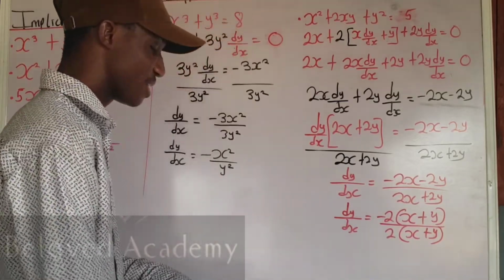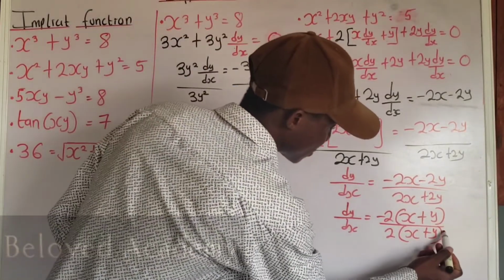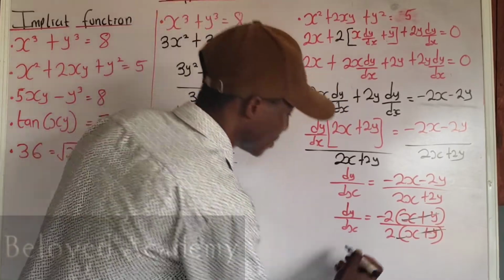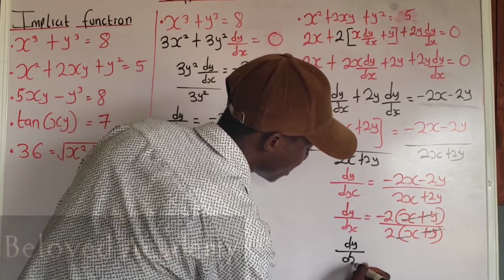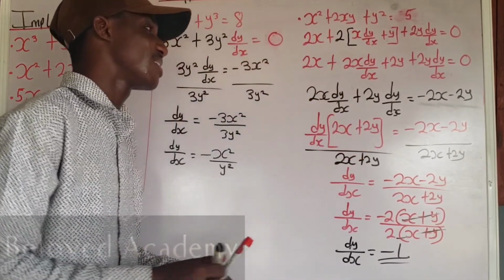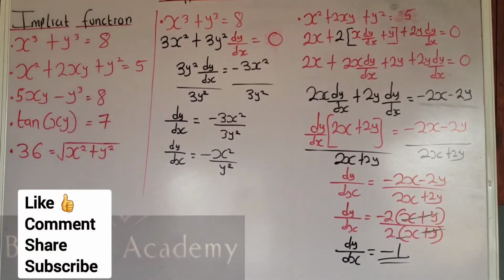Okay, so hence, this can cancel this. Likewise, negative 2 divided by 2 is what? Negative 1. So the derivative of y with respect to x is negative 1. That is the final answer. Okay, now let us proceed to the third question. You can see that it's simple. It just requires thorough attention when you are differentiating.